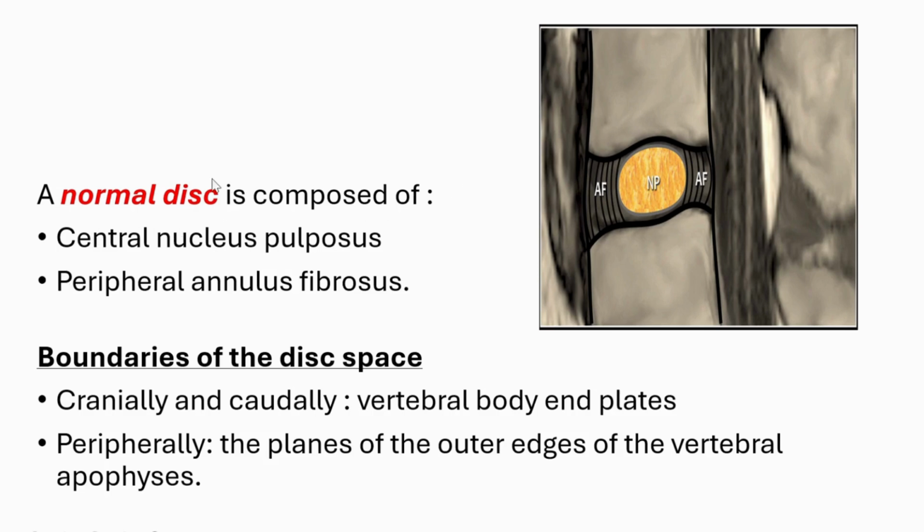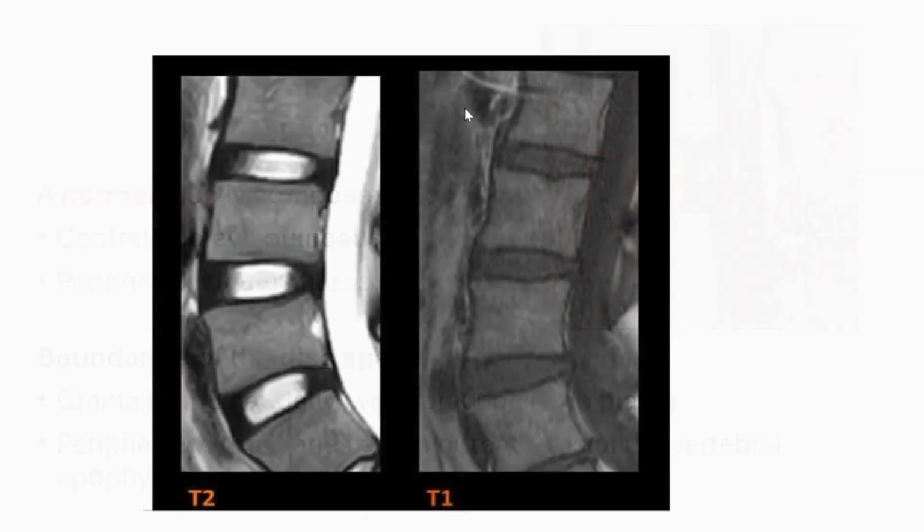So let's begin with the normal disc. The normal disc is composed of the nucleus pulposus, that is the central part, whereas the peripheral part is the annulus fibrosus. As we can see in this representative image, central is nucleus pulposus and the peripheral is annulus fibrosus. The disc is bounded cranially and caudally by the vertebral endplates, as we can see in this dotted red line, and peripherally by the outer edge of the vertebral epiphysis. These red lines are the vertebral epiphysis anteriorly and posteriorly. So these are the boundaries of the intervertebral disc.